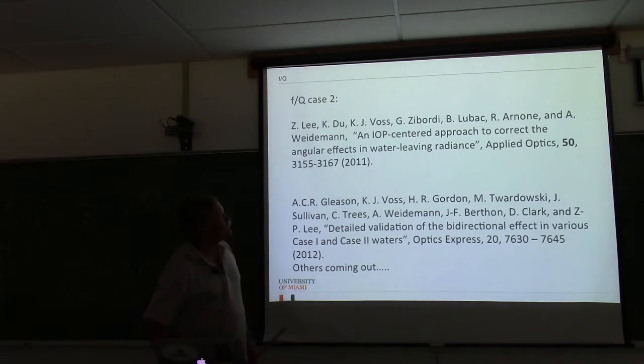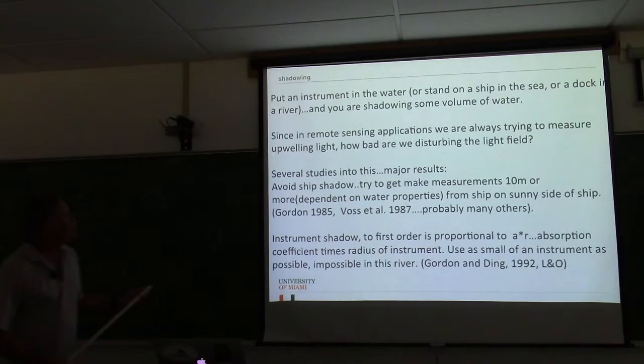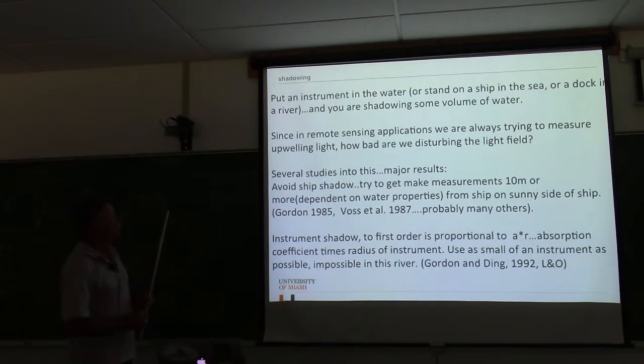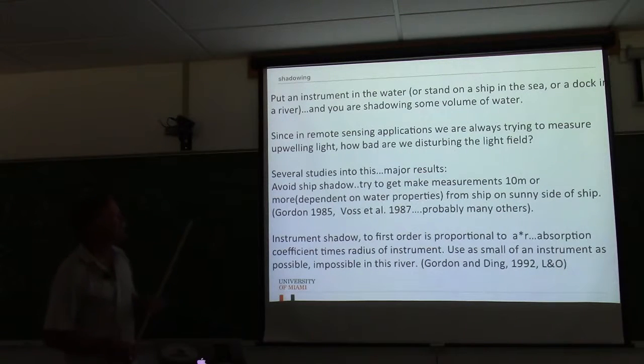In case 1, that works. Case 2, there's a couple papers that I just give you for a reference for how to do it. Pingley has a setup there. And shadowing. Mainly this is to get you some idea, but basically you put an instrument in the water, you're going to create a shadow from that instrument. Yet for satellite instruments, what we want to do is measure the upwelling radiance distribution, or upwelling radiance. And so we're trying to measure in that shadow to some extent.